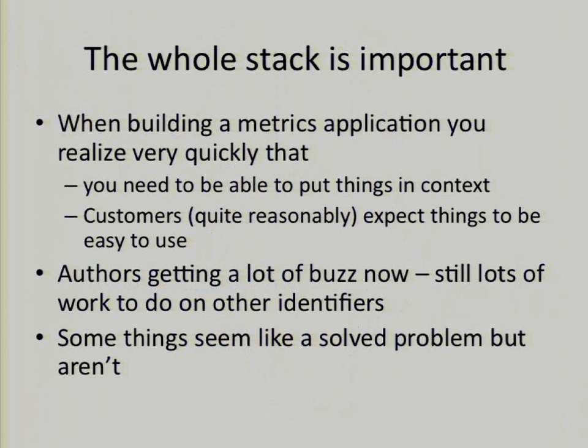So the whole stack is important, like I said. And it becomes very obvious when you start building these metrics applications that you need to be able to, first of all, put things in context. So even if you are just dealing with people, for example, we were talking about this outside in the break, you want to know what institution they come from. If you know what institution, you want to know what department they come from, like what kind of reporting are people going to want to pull out of it later on. And when do you have to start thinking about that and dealing with it?